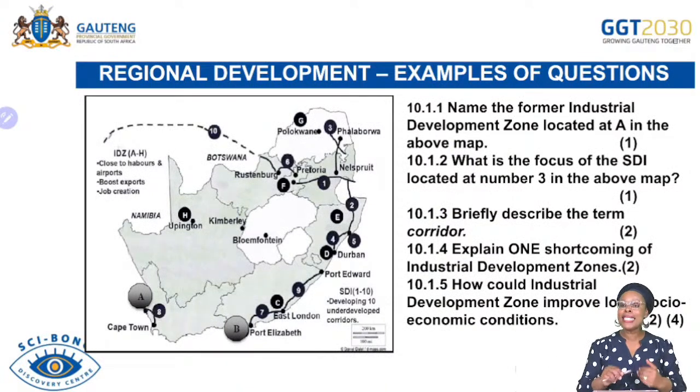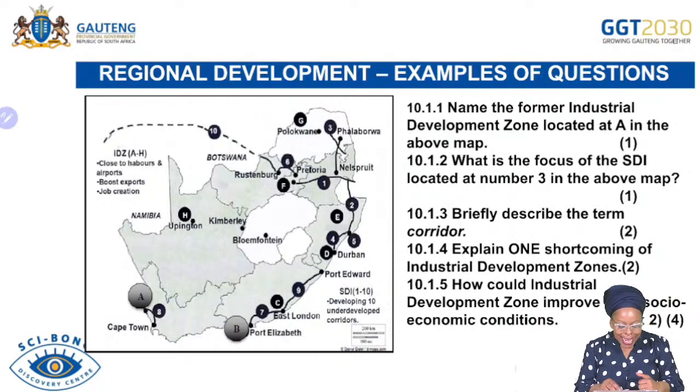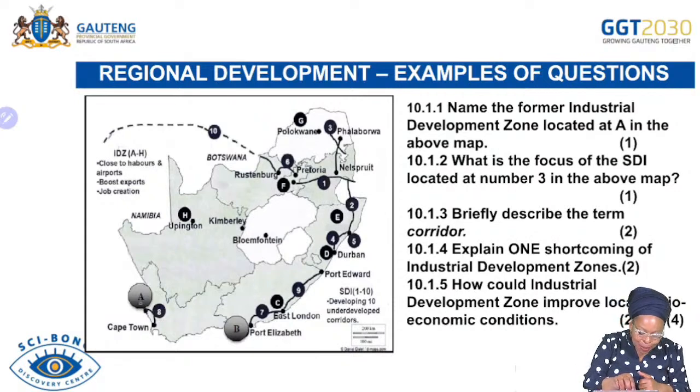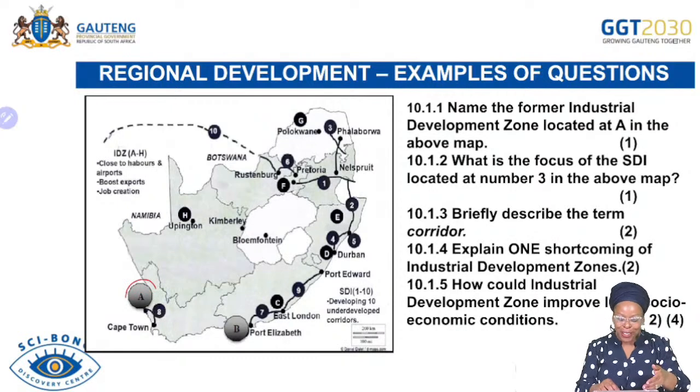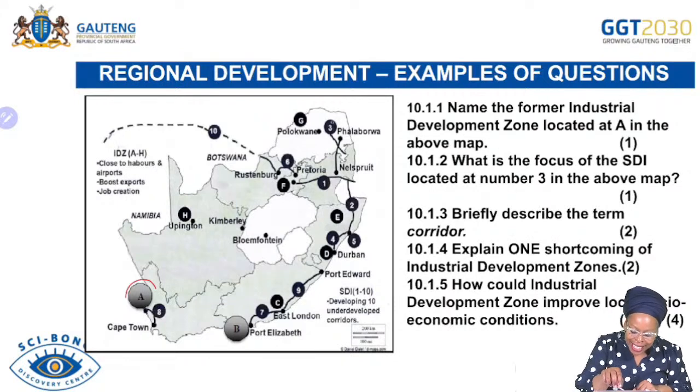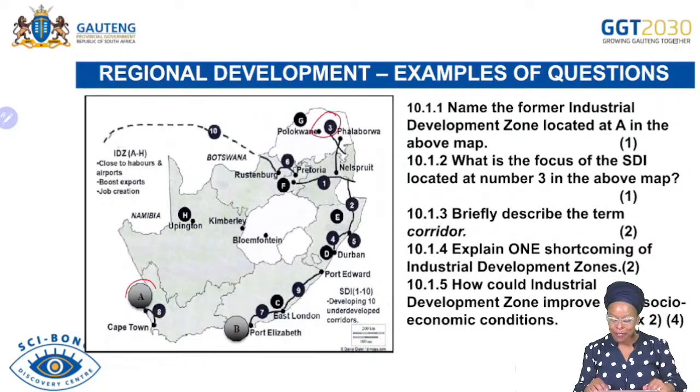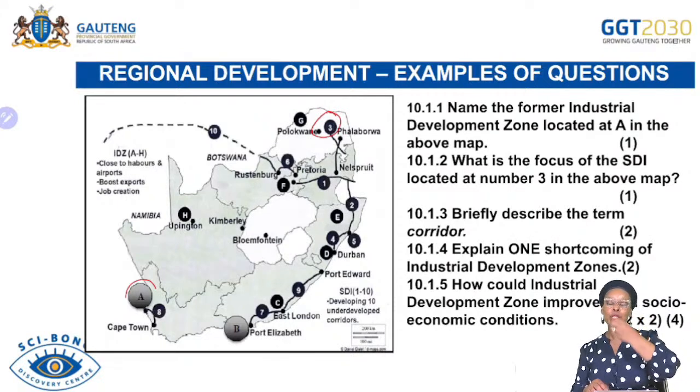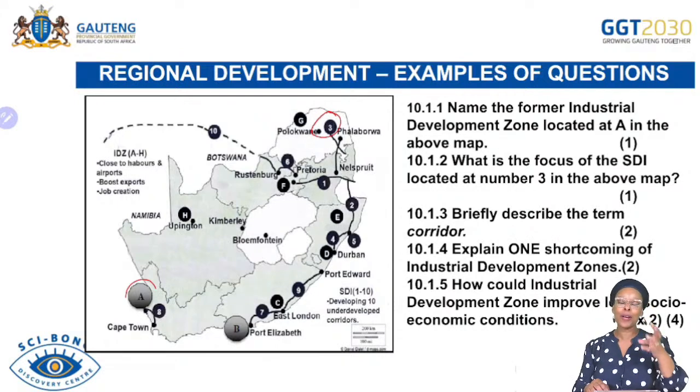10.1.1, name the former industrial development zone located at point A in the above map. Where is point A? Here is point A. If you don't know which former industrial development zone is found there, you won't get it right. Number 10.1.2. What is the focus of the SDI located at number 3 here at Phalaborwa? What is the focus? Remember I said terminology is good to know for section A or question 1 and also for data response.